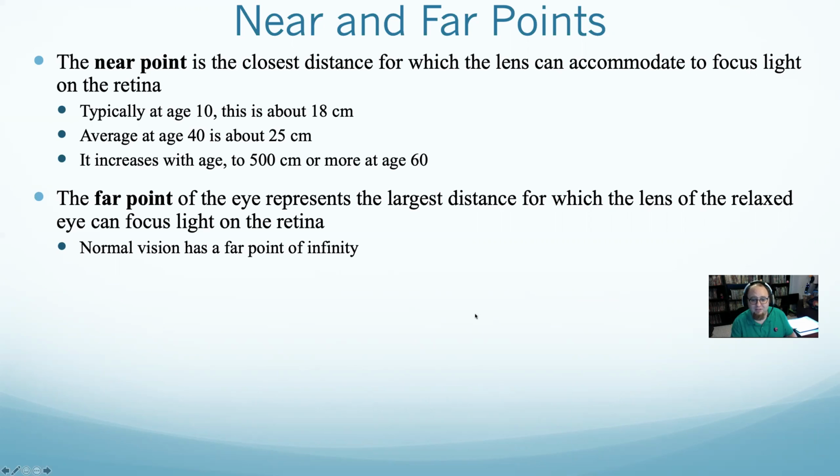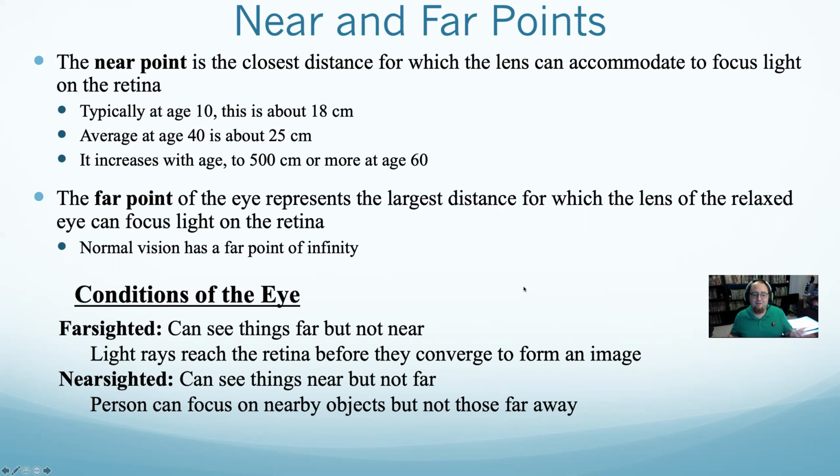Now, we all know that isn't good for everyone. People can become far-sighted or nearsighted. I said that backwards. Far-sighted is where they can see things far but not near, and nearsighted is where they can see things near but can't see things far.